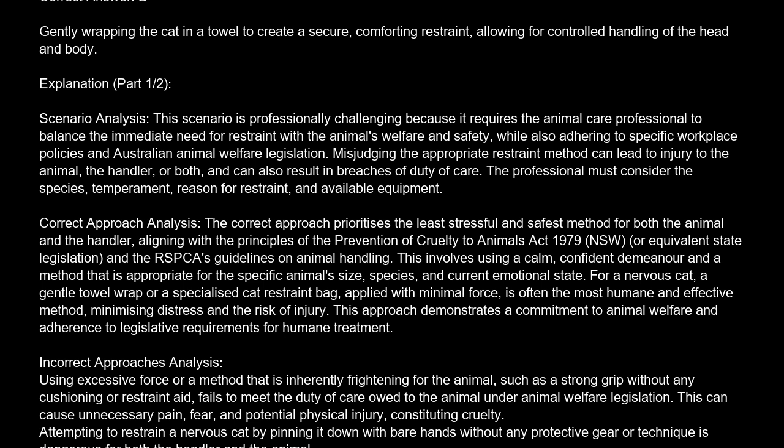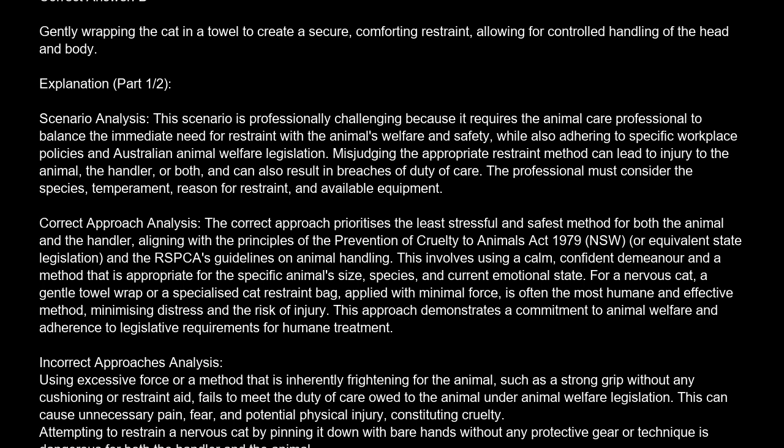The professional must consider the species, temperament, reason for restraint and available equipment. Correct approach analysis. The correct approach prioritizes the least stressful and safest method for both the animal and the handler, aligning with the principles of the Prevention of Cruelty to Animals Act 1979, NSW, or equivalent state legislation, and the RSPCA guidelines on animal handling.